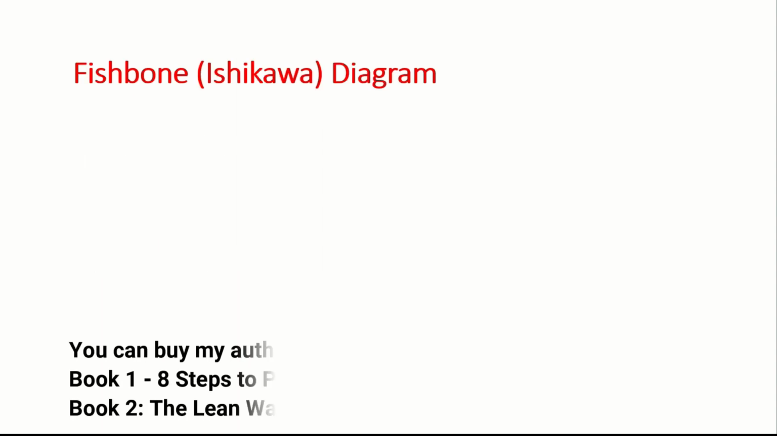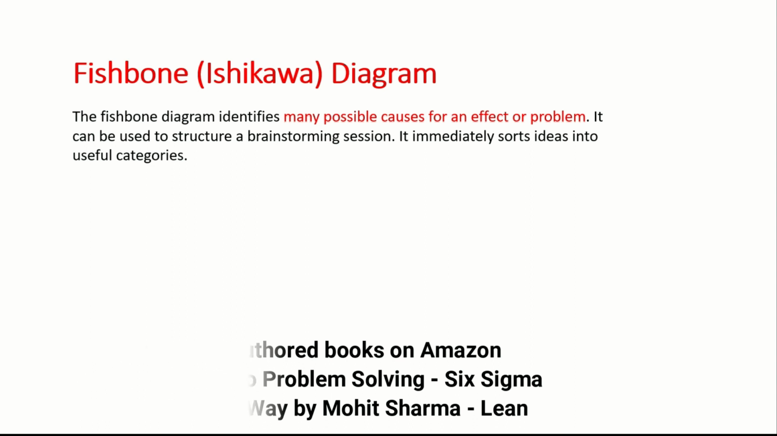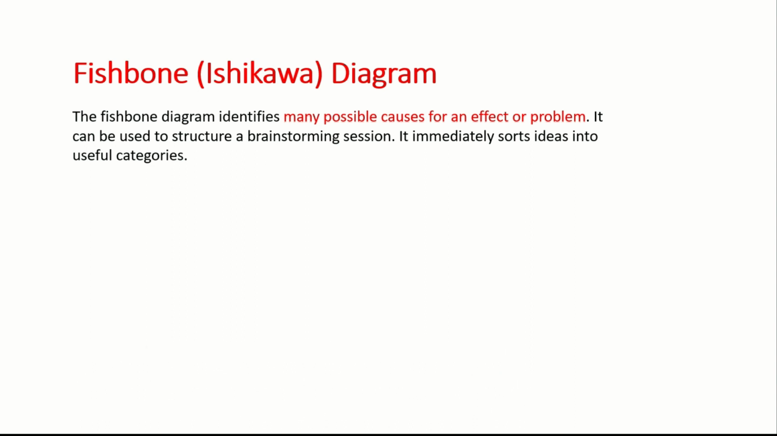The first tool is the Fishbone Diagram. Fishbone Diagram identifies many possible causes for an effect or a problem. It can be used to structure a brainstorming session. It immediately sorts ideas into useful categories. So this is the basic definition of a Fishbone Diagram. This tool was introduced way back in the 1940s, and it has been serving the industry since then. It's a very helpful tool.